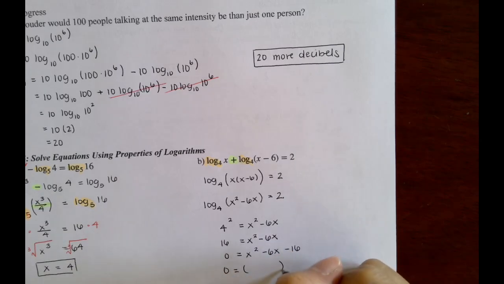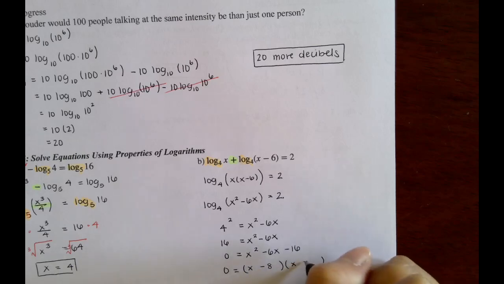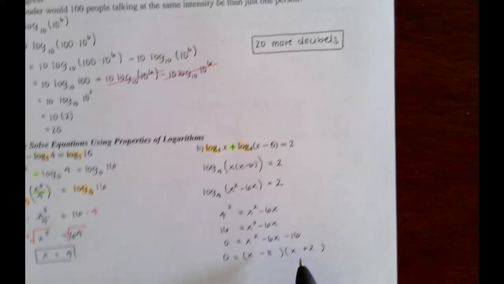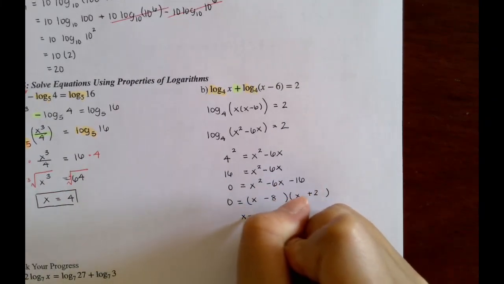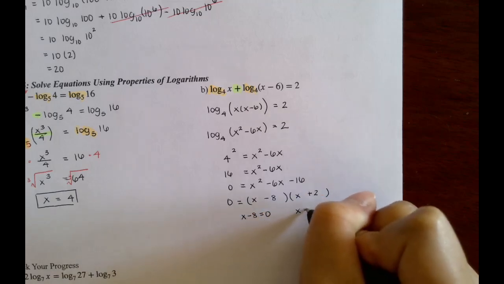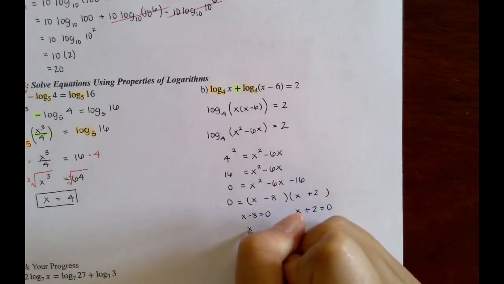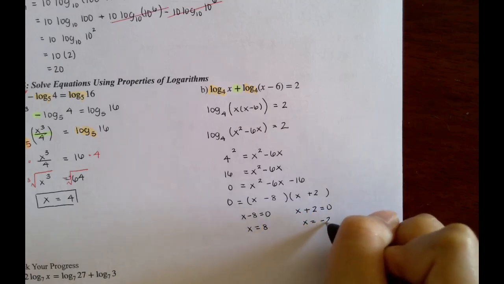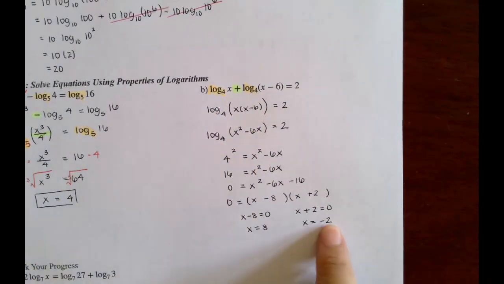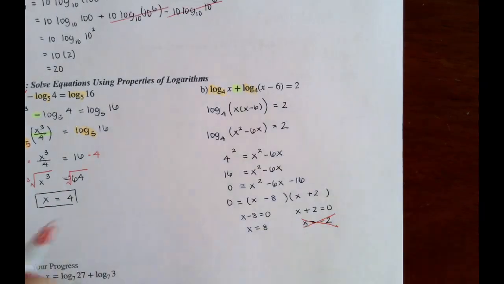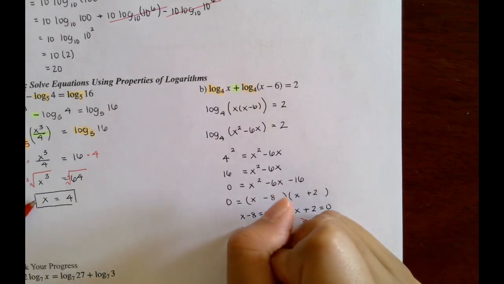Two things that multiply to be negative 16 but add up to negative 6, that's negative 8 and 2. Using the zero product property, if two things multiply to be 0, one of those things has to equal 0. So either x minus 8 is 0, or x plus 2 equals 0. Here I get x equals 8 and x equals negative 2. 8 works because that's positive, and 8 minus 6 is positive as well. However, negative 2 doesn't work because I can't take the logarithm of a negative number. So this is an extra solution. I only have x equals 8. There you go.